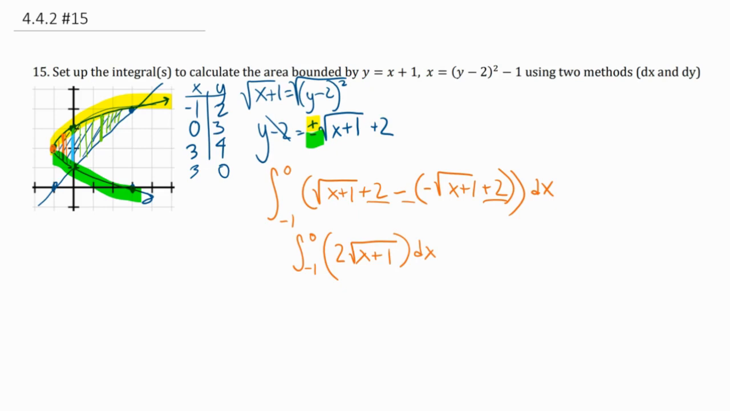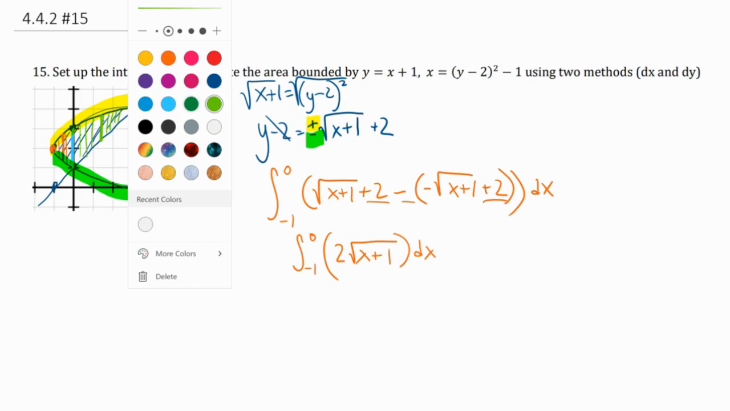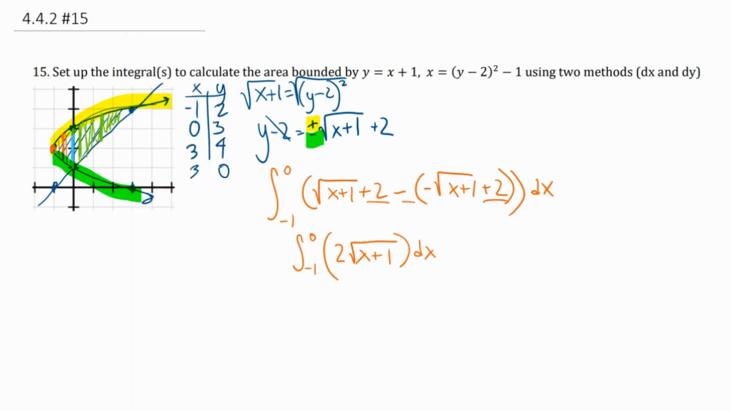Okay, now this next part here. This is bounded by the upper function being the upper part of the parabola, and then the lower function is now the line. So we're going to go from 0 to 3, where our next point of intersection is. And then my upper function is positive root x plus 1 plus 2 minus the line, y equals x plus 1. Don't forget your dx. Don't forget your large set of parentheses around the whole thing. So that's how you would set it up in terms of x.